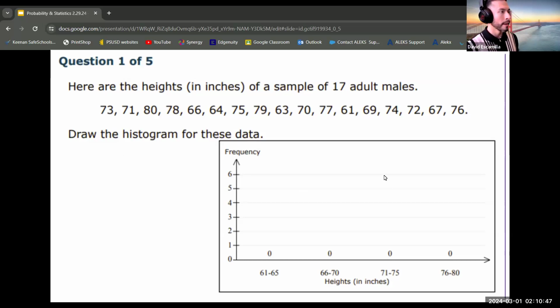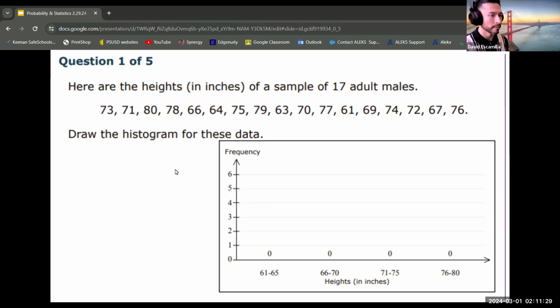Here are the heights of a sample of 17 adult males: 73, 71, 80, 78, 66. By the way, I read it because I expect you guys to copy all these numbers on a piece of paper, okay? 64, 75, 79, 63, 70, 77, 61, 69, 74, 72, 67, and 76. Draw the histogram for these data, okay? So very straightforward. They want us to draw a histogram.